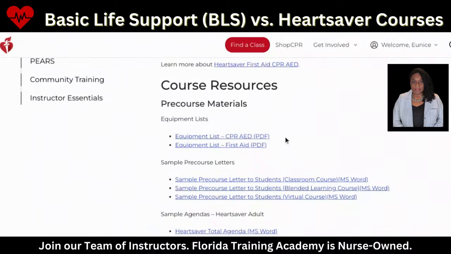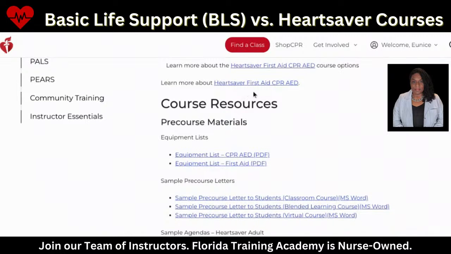And so the way I want you to think about it is Heartsaver courses are for laypersons. So when this says CPR, AED, this is for somebody who would not be running a code in a hospital. This is for somebody who may be a teacher. It could be a coach. It could be somebody who works in a warehouse. So Heartsaver courses are for non-medical persons.